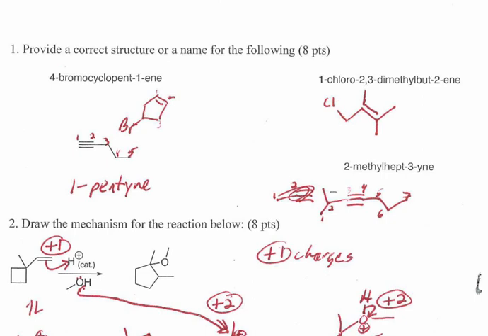Moving down, pentyne. 1, 2, 3, 4, 5. So I just had a 5 carbon chain, pent, yne for alkyne, and say 1, because it's on carbon 1.